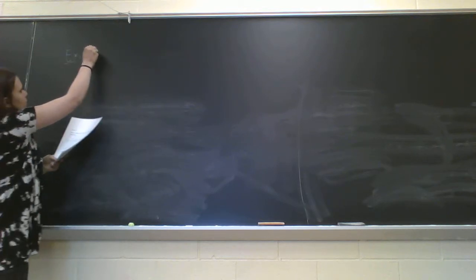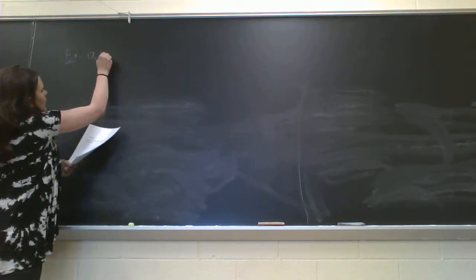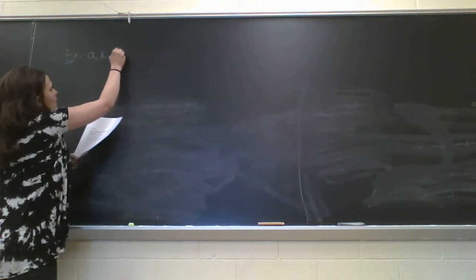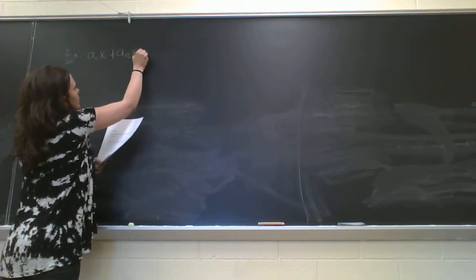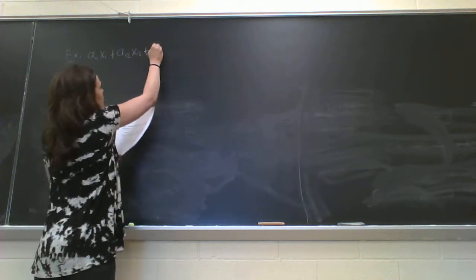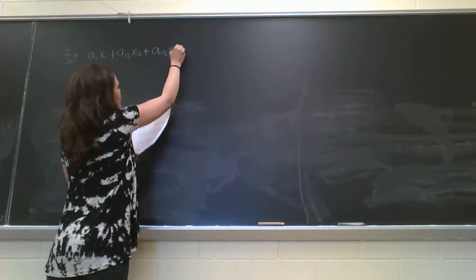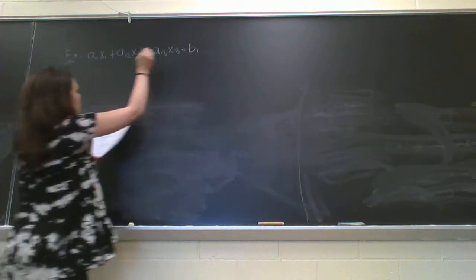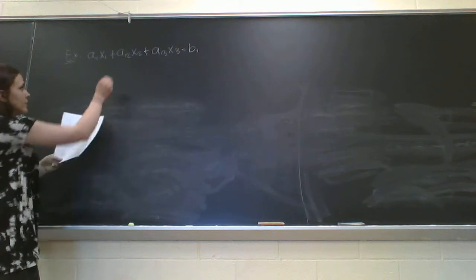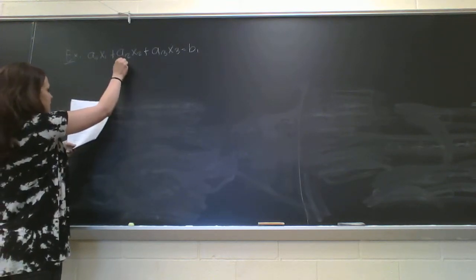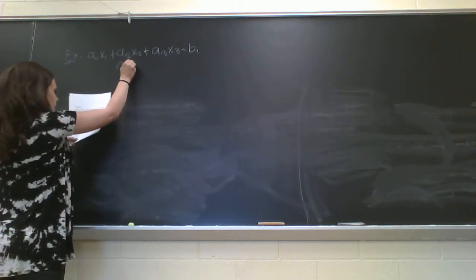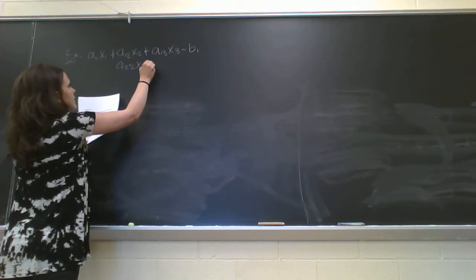So we have an example, a11x1 plus a12x2 plus a13x3 equals b1. Now, since this is a triangular system, this element's going to be 0. So the next one that we have is this.